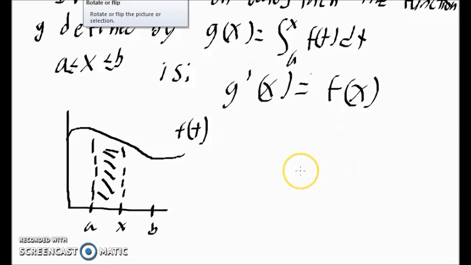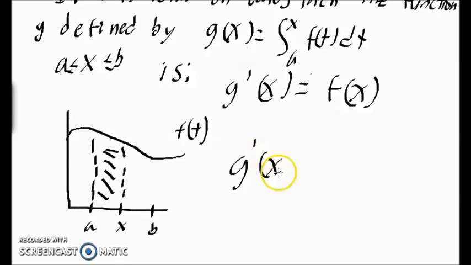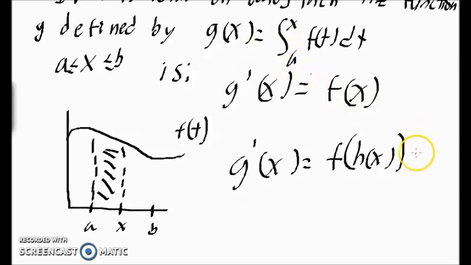So I'll try to give you the basic solving process of this. You have this g of x, and you want to find the derivative of this. What we want to make sure is that a, the constant, is always the lower bound, and x, or whatever function, is always the upper bound. So g of x equals the integral of f of t from a to h of x, and the derivative of this is f of h of x times h prime of x.